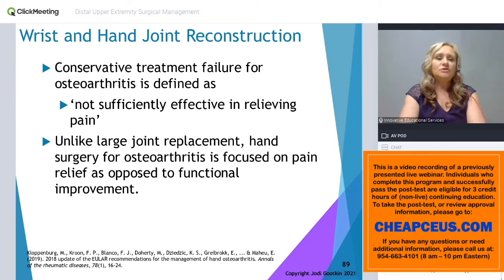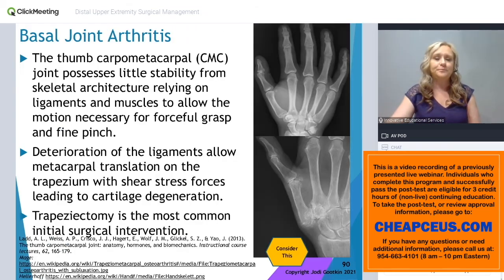Looking at bony structures now, wrist and hand joint reconstruction. It's not as common for osteoarthritis to have many surgical interventions in the hand as we do for the hip and the knee. Most of the time when there is surgical intervention in the hand for osteoarthritis, the focus is trying to relieve the pain that the patient is experiencing. It may not necessarily restore too much function for them.